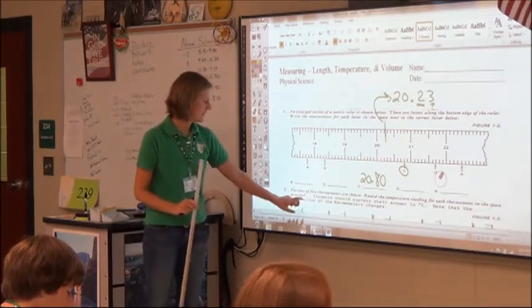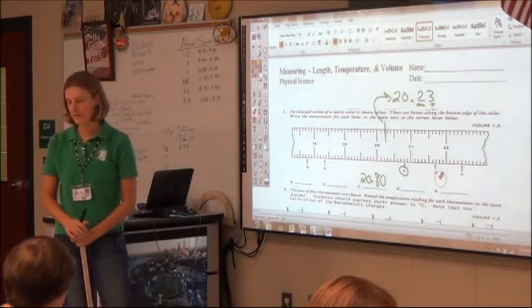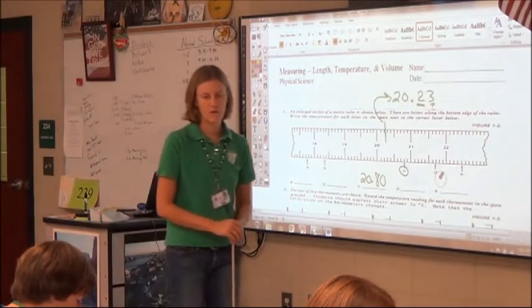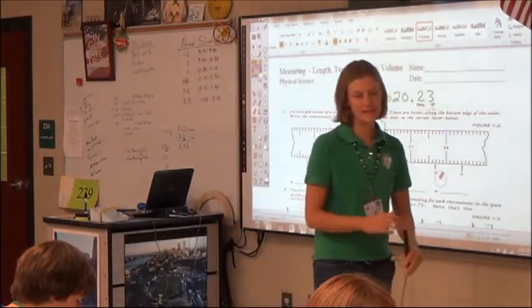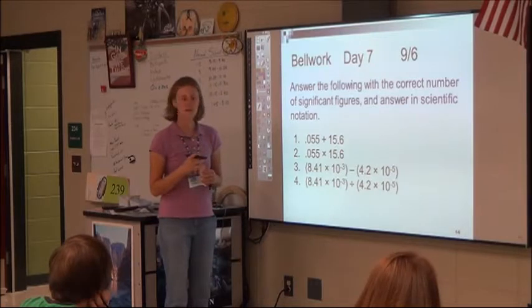Then you have thermometers. Pay attention to where your negative signs are for your thermometers. I think a couple of those are negative. And you have some volume measurements where you got to read that middle part of the meniscus. Tell me the answer before you put it in scientific notation.